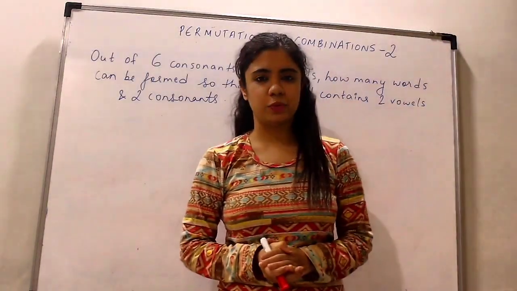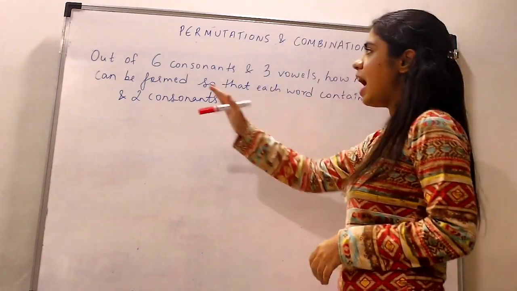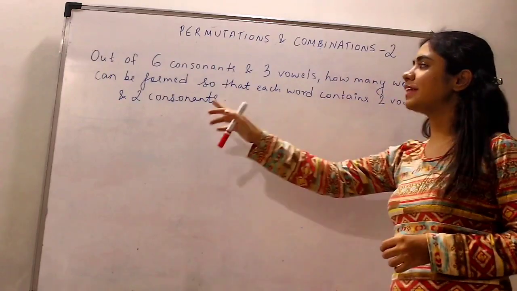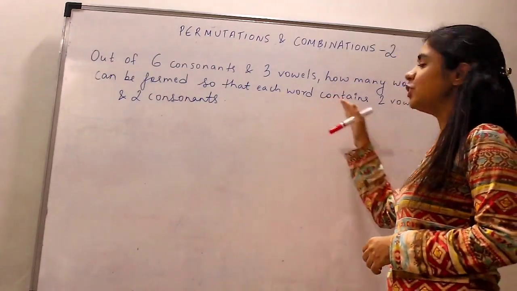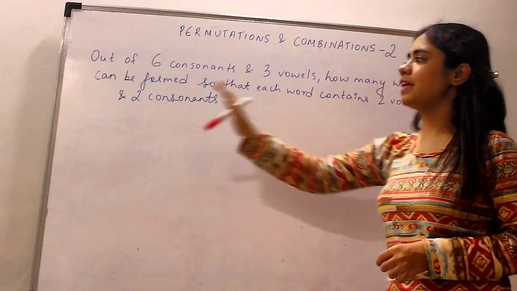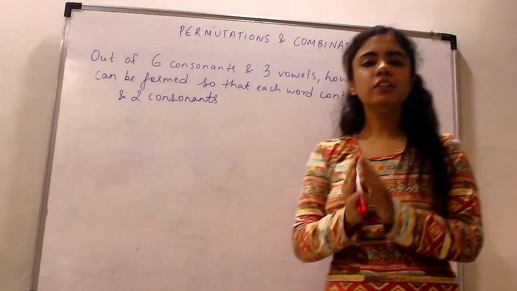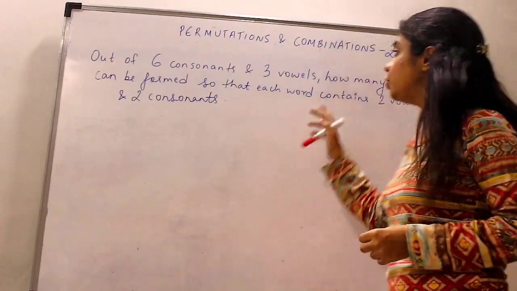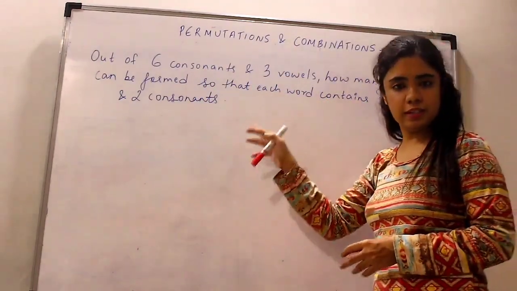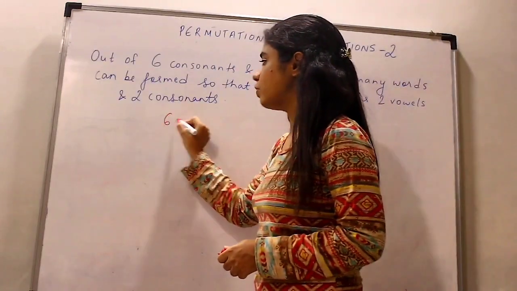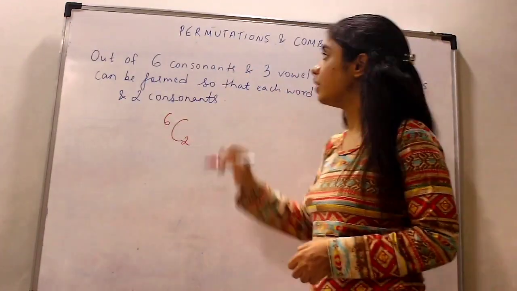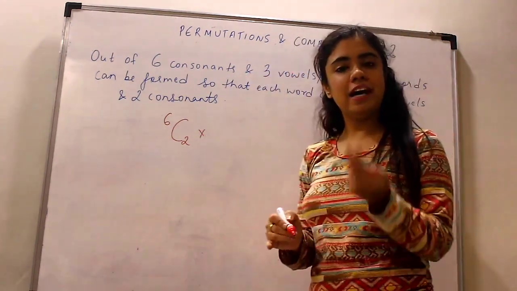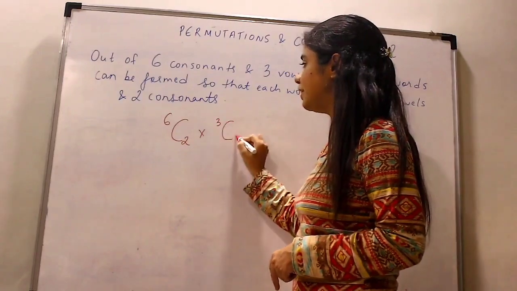Now let's look at the next question. What does it say? Out of 6 consonants and 3 vowels, how many words can be formed so that each word contains 2 vowels and 2 consonants? So what are you supposed to do? You have 6 consonants and 3 vowels. You have to pick 2 consonants and 2 vowels, right? So out of the 6 consonants, I will select 2, into, out of the 3 vowels, I have to select 2. So that will become 3C2.